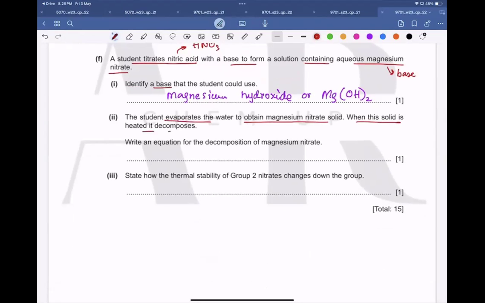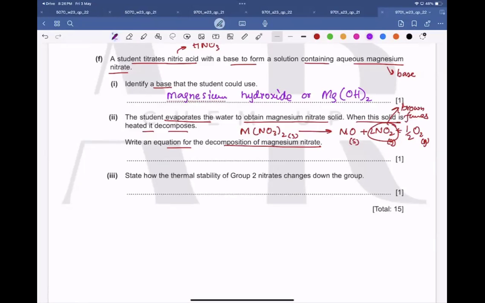When this solid is heated, it decomposes. Write an equation for the decomposition of magnesium nitrate. So it's a group 2 nitrate. Remember, for group 2 nitrates there is a general equation for the decomposition, which I have discussed. When you heat it, it forms the metal oxide, 2 moles of nitrogen dioxide are formed and half a mole of oxygen. These two are gases, and the others are solids. And do remember that due to this gas, the observation would be brown fumes.